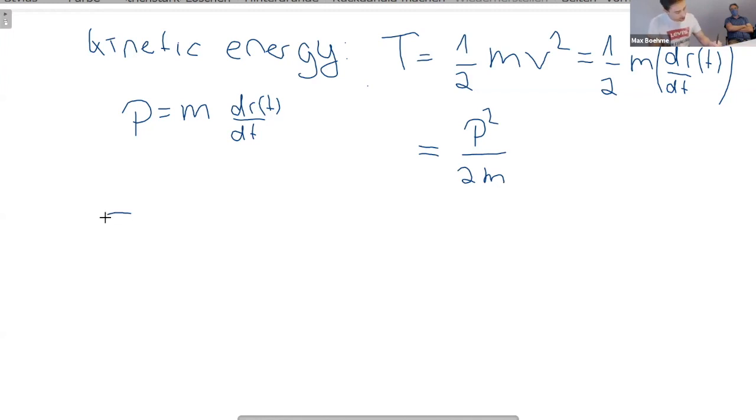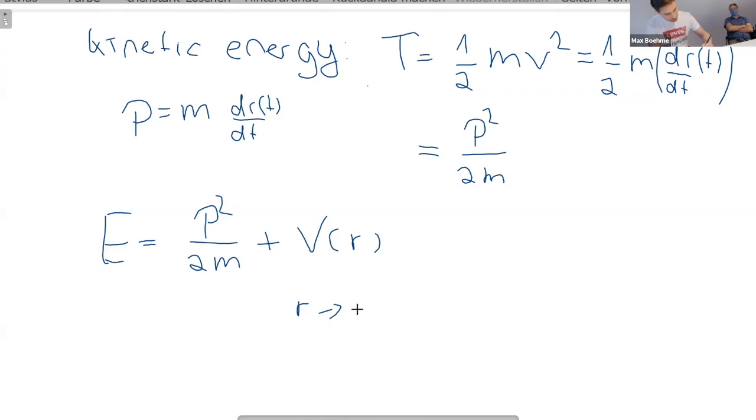If we write down the whole energy of a system, of a particle, for instance, just a particle moving in space, as a function of momentum and position, we simply write down the kinetic energy plus the potential energy. This is now scalable. From now on, I will call the position Q.